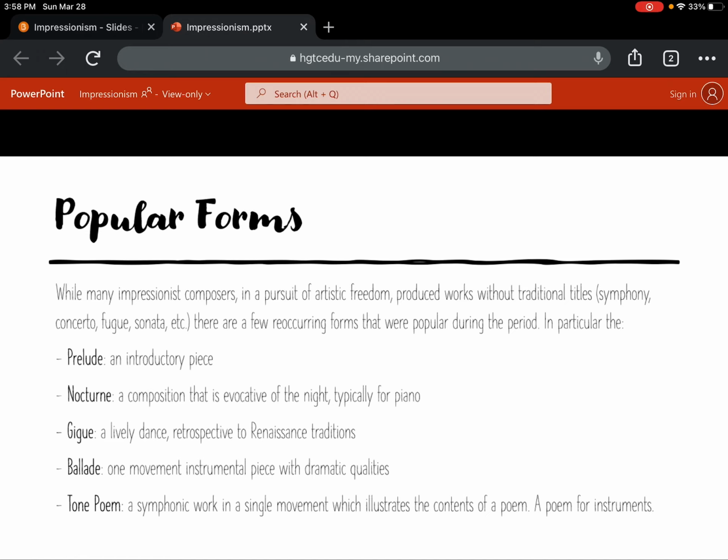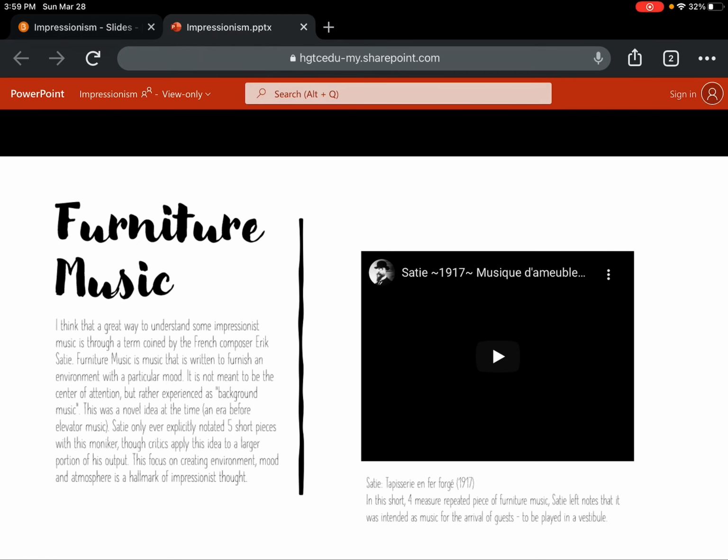They never call them tone poems when you hear one. That's often a classification of just a style of writing. Tone poems were a symphonic work in a single movement which illustrates the contents of a poem. I believe I have one linked at the end that you guys can listen to. I think it's by Liszt.